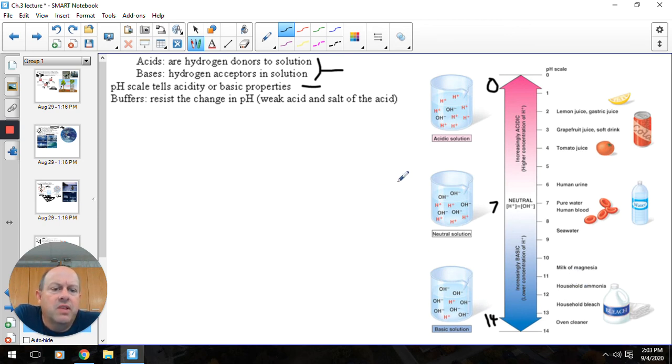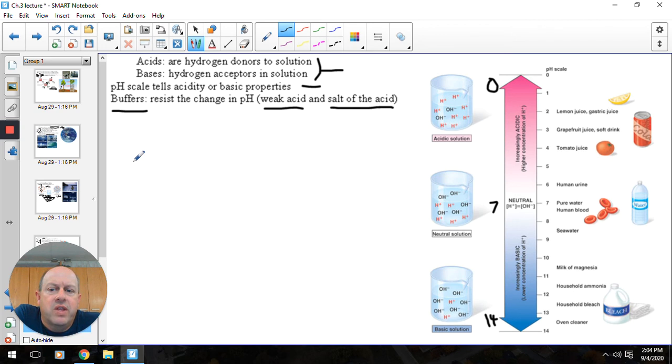And so typically with living things, we don't want a big change there. So we try and keep things buffered, is the term. And this helps resist the change in pH. A buffer usually consists of 2 things: a weak acid and then a salt of that same acid.